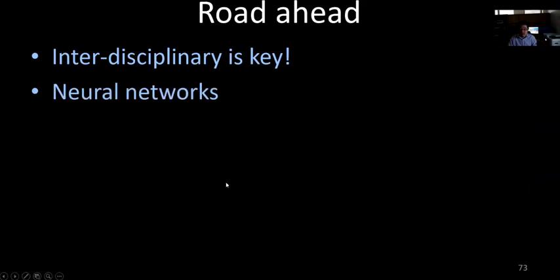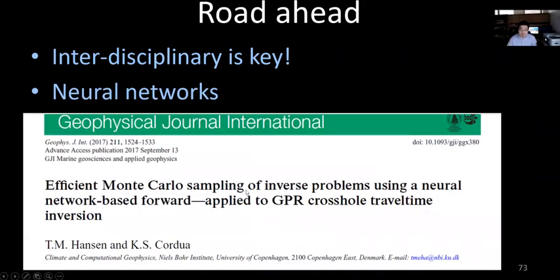Another thing that might be very useful for geophysical inversion is neural networks. You have probably heard this term quite a lot nowadays because neural networks have helped enable many of the breakthroughs we see nowadays. I just want to quickly mention one piece of work here by Hansen and Caldwell. This paper was published in 2017. In this paper, the authors were interested in the Monte Carlo probabilistic inverse problem, namely Monte Carlo sampling of the inverse problem.